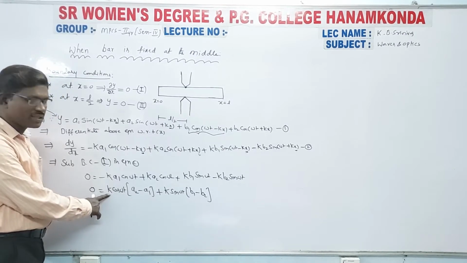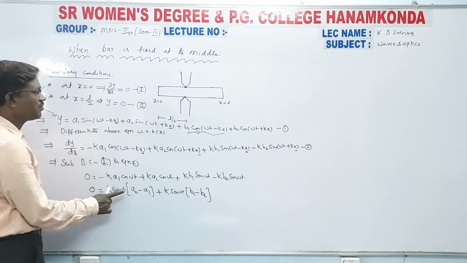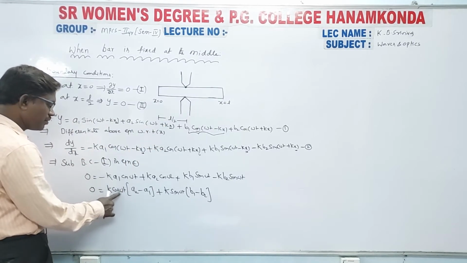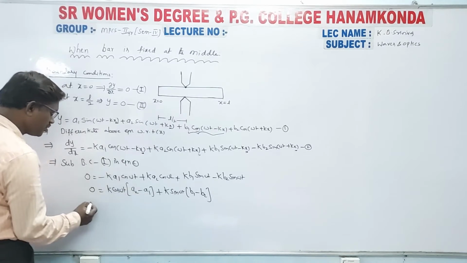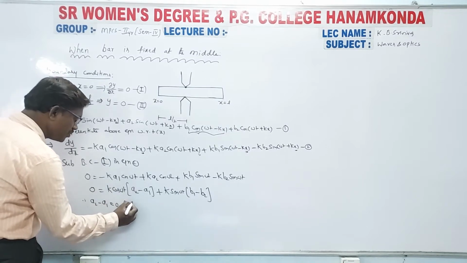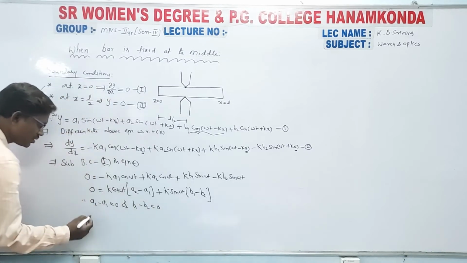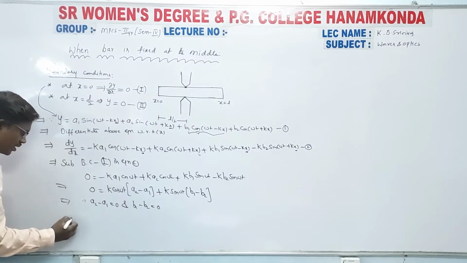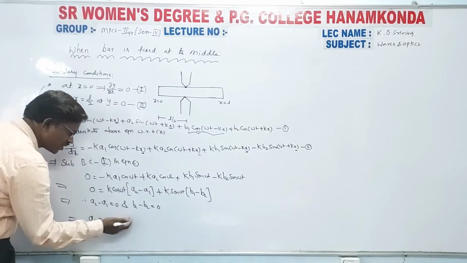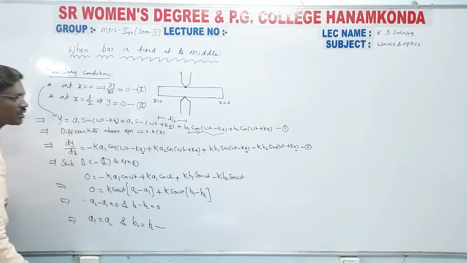It is a propagation constant, its value is 2π by λ. Cos ωt can never be equal to 0. If cos ωt is equal to 0, this solution becomes 0. So these two terms can never be equal to 0. Therefore, a2 minus a1 must be equal to 0. Similarly, b1 minus b2 is also equal to 0. Therefore, finally we get a relation between a1 and a2 as a2 equal to minus plus a1. Similarly, b1 is equal to b2. Let this be equation number 3.